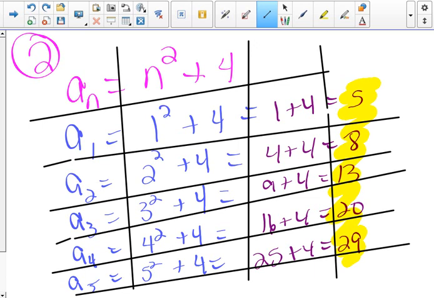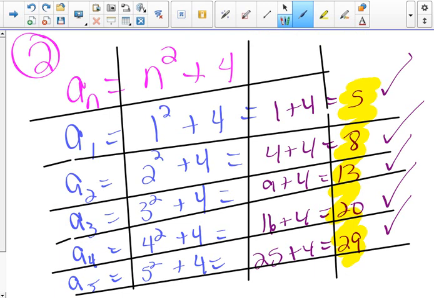So here's what I got. I heard some conversation, so hopefully you're good. The first term should be 5, the second term should be 8, the third term should be 13, the fourth term should be 20, and the fifth term should be 29. So if you didn't get that tonight, you need to go home and recalculate and see where you went wrong, okay? And get these answers. Then work number 3 and number 5, okay? And let's move on.